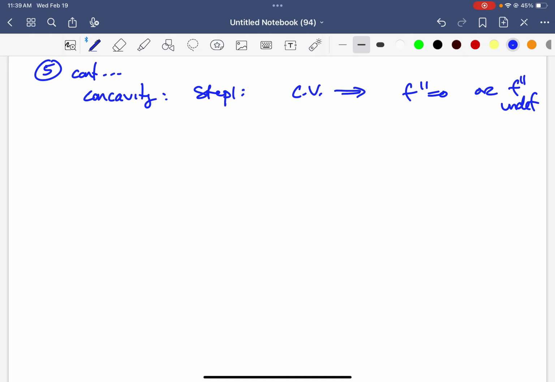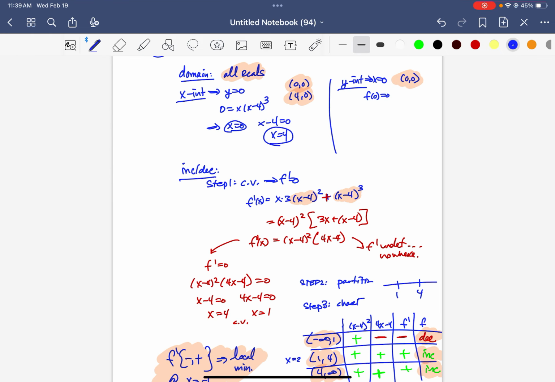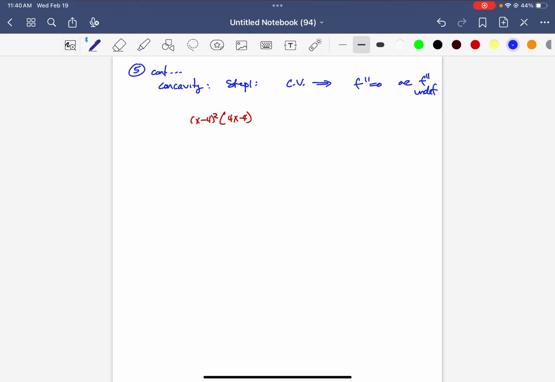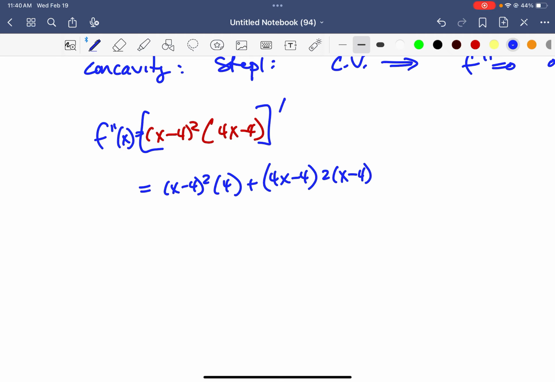Well, guess what that means? I take my second derivative. So my first derivative looked like this, and I'm going to copy it. If my first derivative is this, then my second derivative is just going to be the derivative of this thing. So it's going to be the first times the derivative of the second, plus the second times the derivative of the first, right? Okay.